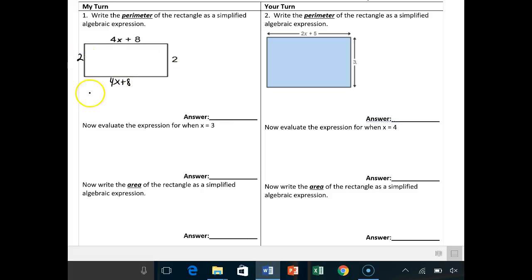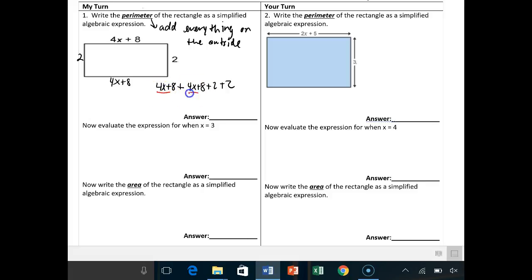Now, to go ahead and write this algebraic expression, what I'm going to do is just write out a long expression of 4x plus 8 plus 4x plus 8 plus 2 plus 2. What have I done? Basically, I said, hey, I want the perimeter, which means I want to add everything on the outside, and I have nothing but expressions and some constants on the outside, and so now I have this long expression that I just need to combine like terms.